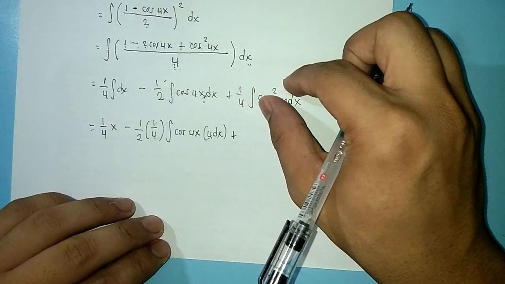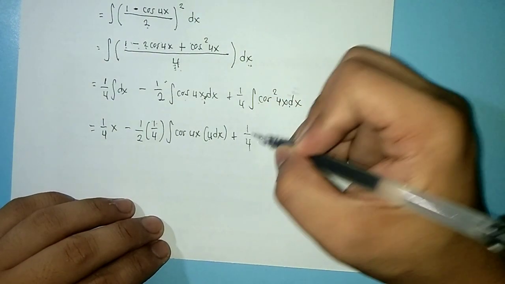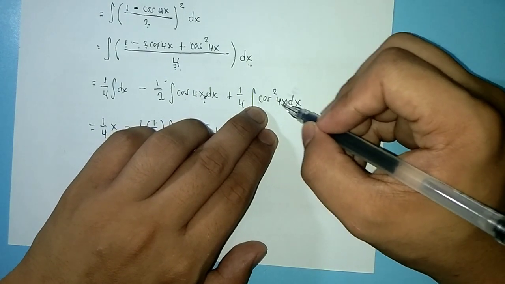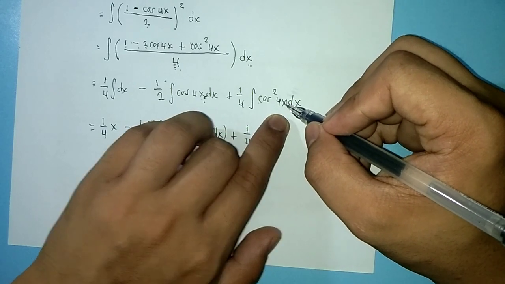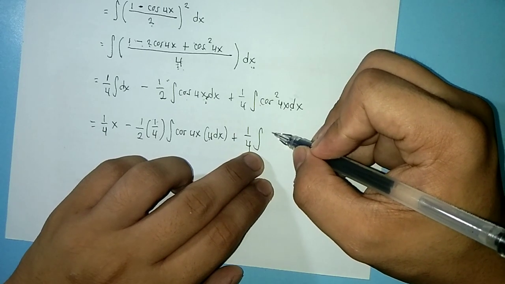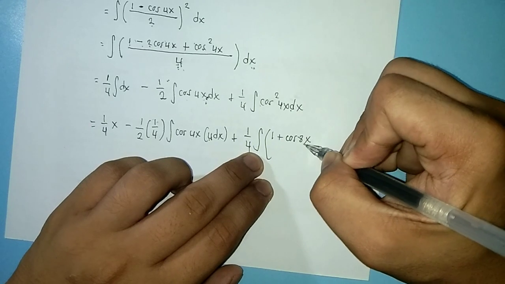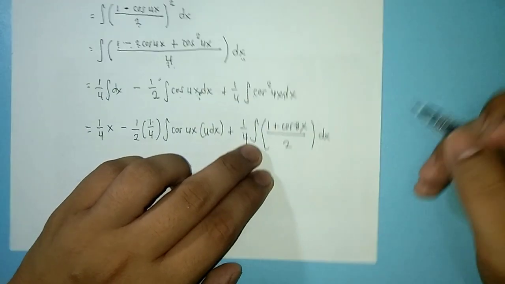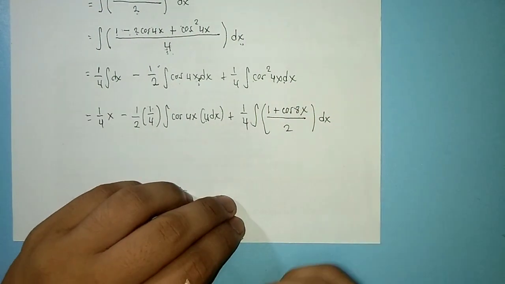So sa case 3, papalitan naman natin siya ng 1 plus. Okay, so 1/4. Tapos, ito ay 1 plus cosine. Mata-times yung angle sa 2, so magiging 8x na. Okay, so 1/4 integral of 1 plus cosine 8x over 2 dx. Okay, so mamaya na tayo maglagay ng plus c, hindi pa naman tapos yung buong integration, sa dulo na.